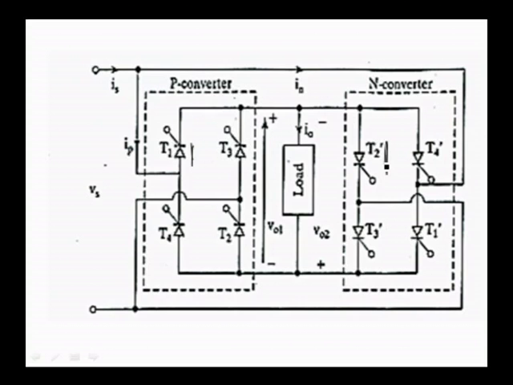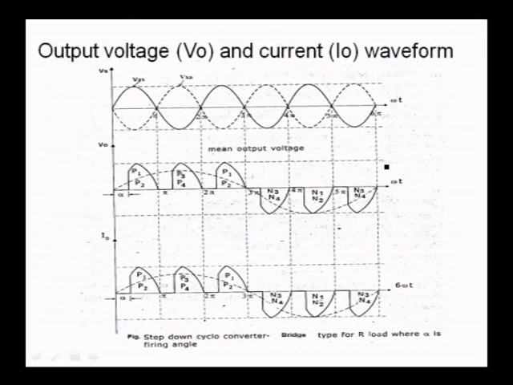This is another way of drawing the same circuit. Let us see the output voltage waveforms. Here Vx is the positive envelope of the voltage, and the negative envelope is drawn here. Alpha is the firing angle. The two converters are fired in such a way that one converter gives a positive output voltage, the other converter gives the negative output voltage.